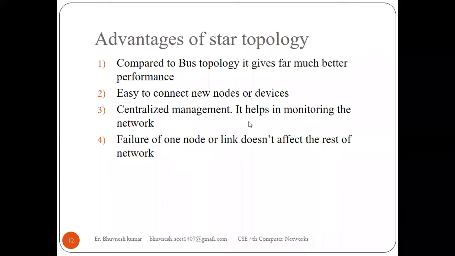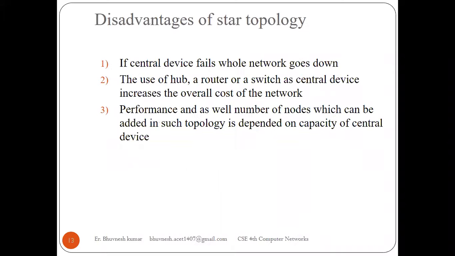Then centralized management is there in a star topology, because we are using a centralized device, that is your hub or a switch. It helps in monitoring the network. If there is any problem, we can monitor it. We can check our connections on a switch device. Failure of one node or a link does not affect the rest of the network. If one PC gets destroyed or corrupted, there is no effect on another system.